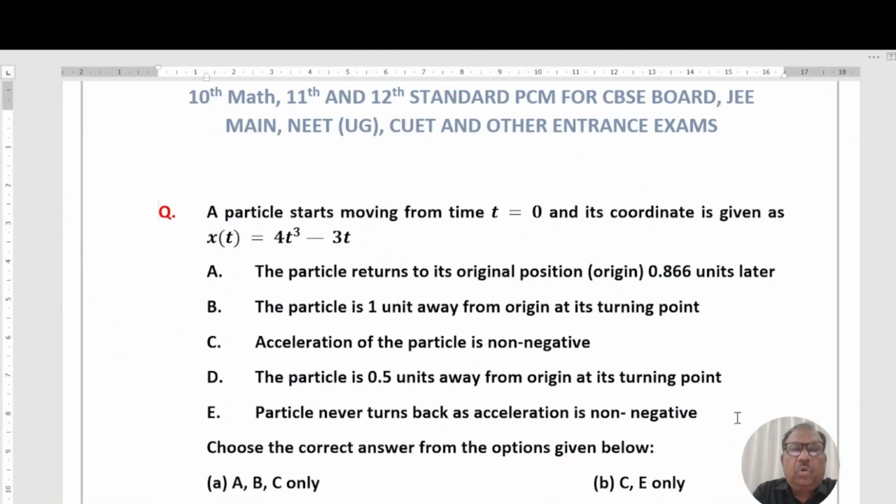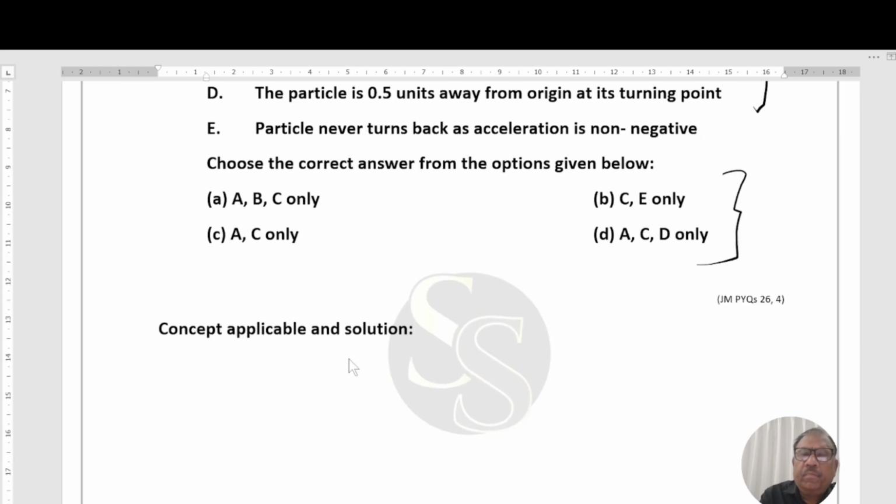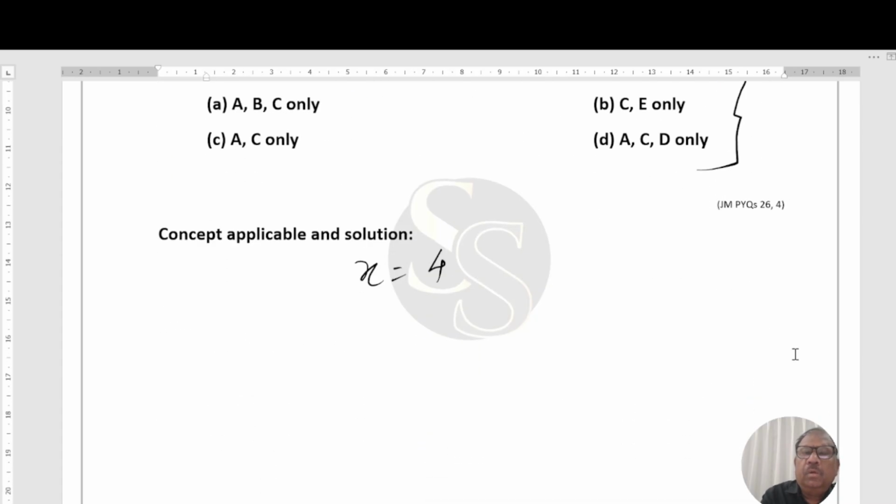Right? Next question. Question is, a particle starts moving from t equal to 0 and its coordinate is given as x equal to 4t cube minus 3t. Five options are given to you. We have to find which options are correct. We are choosing one of the correct answers. x equal to 4t cube minus 3t.